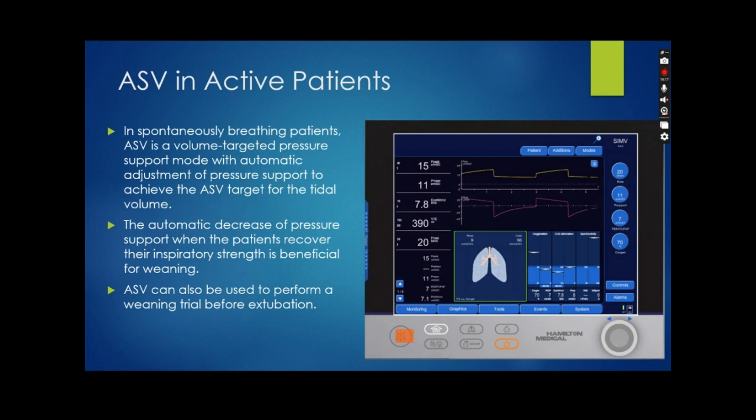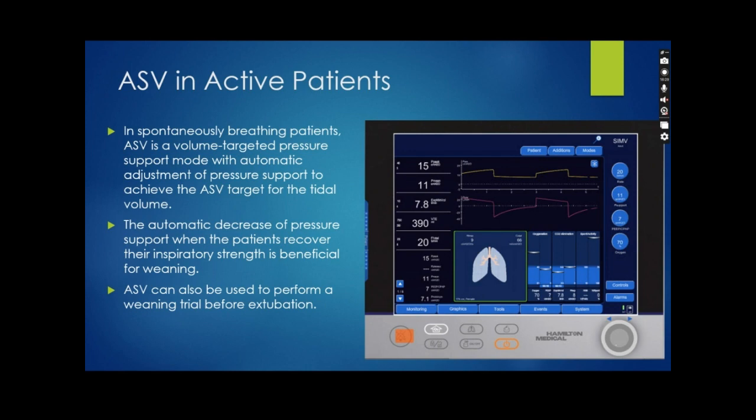The automatic decrease of pressure support when the patients recover their inspiratory strength is very beneficial to weaning. And a little bit later on in the slides, we're going to talk about ASV weaning. And it can be used to perform a weaning trial before extubation.